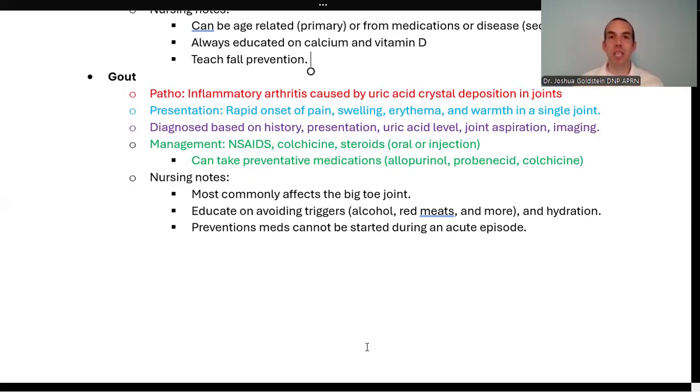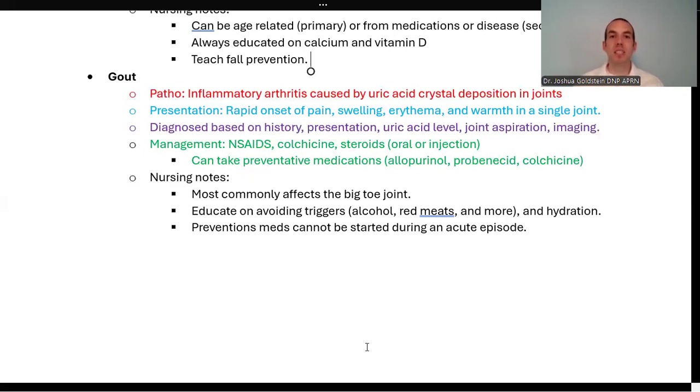Also, you need to teach them hydration, because if these patients become dehydrated, again, it puts them at increased risk based on the simple patho, the buildup of the uric acid crystals. If there's not enough fluid, then that buildup becomes more prominent. So hydration is very important, and dehydration can also be a trigger for an attack.